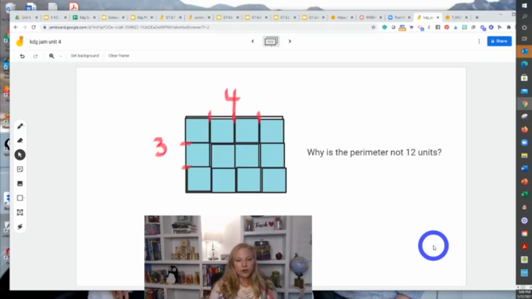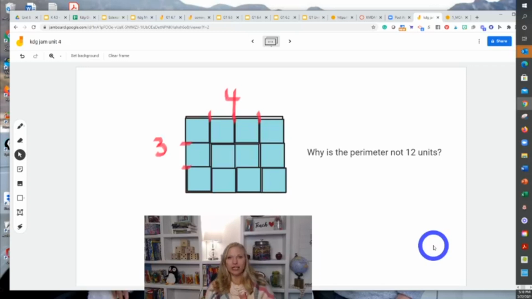So if I said to you, here's my figure, okay, and I said, so why is the perimeter not 12 units? Normally we say, what's the perimeter? Okay, and then we do our little definition of what perimeter is. Remember, that's depth of knowledge 1. That's just recalling what is perimeter, how do I find it? The different question is, well, why is the perimeter not 12 units?